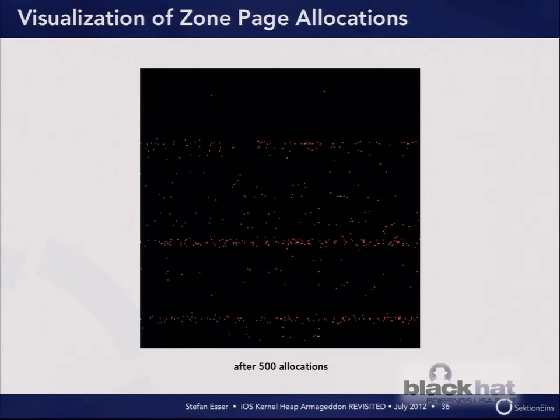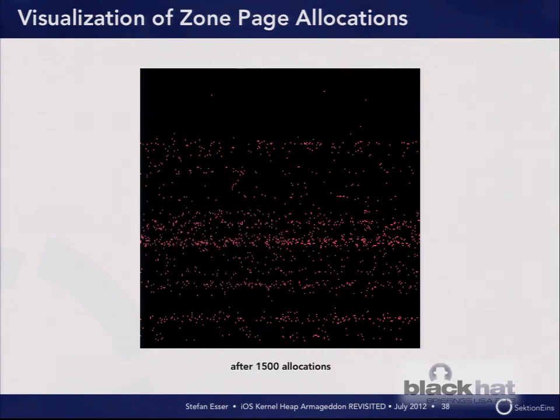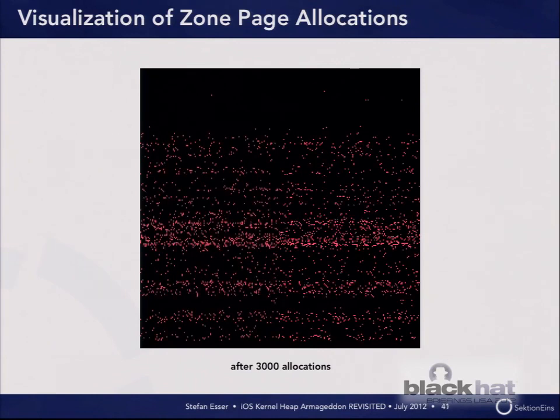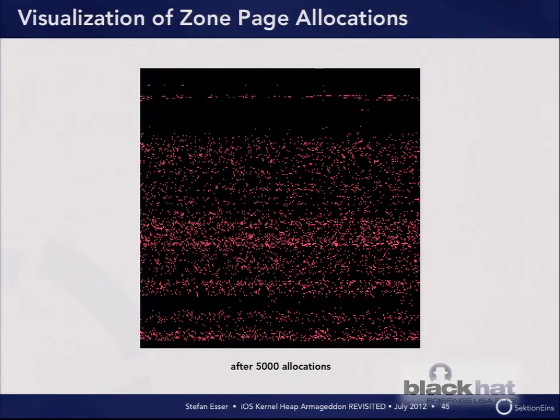Okay, but now do more allocations. I don't know, can you see that? Yeah, because from here it looks like you cannot see it because the color is too bad. Okay, so I would just do more allocations, and you can see it gets more and more red, but it's basically all over the place.